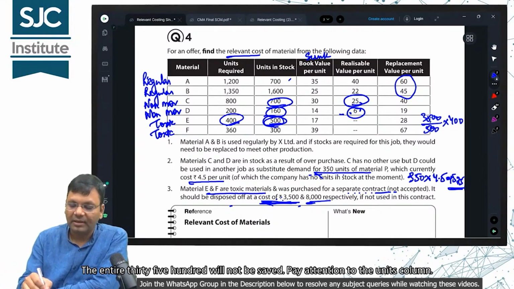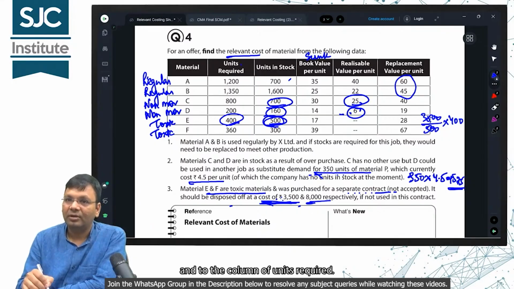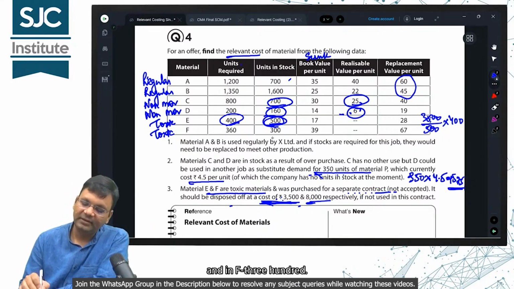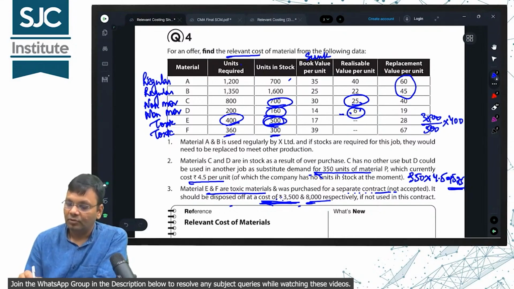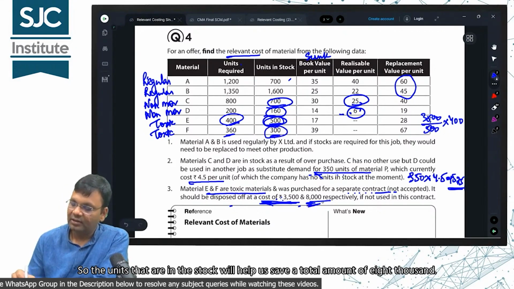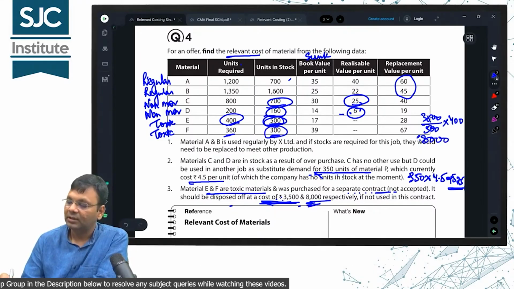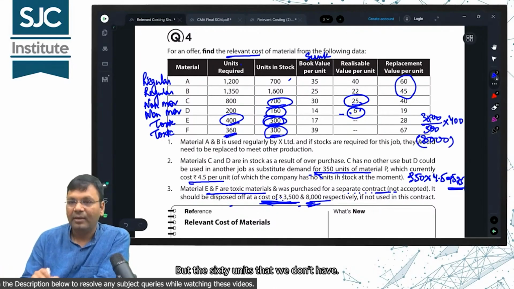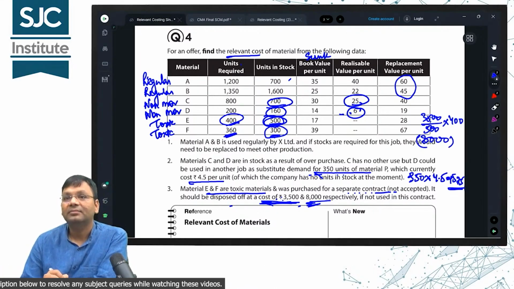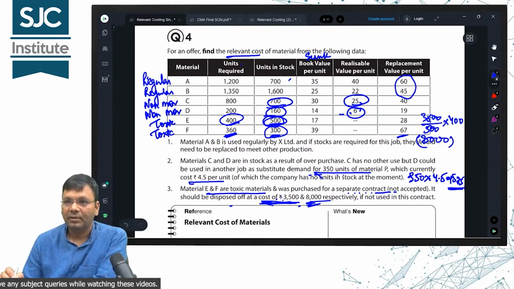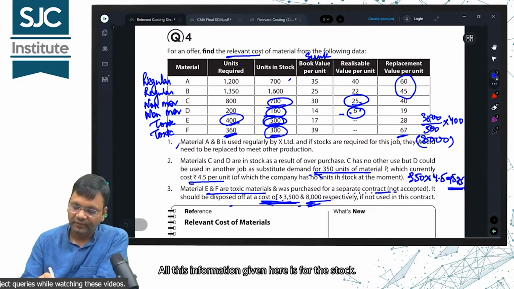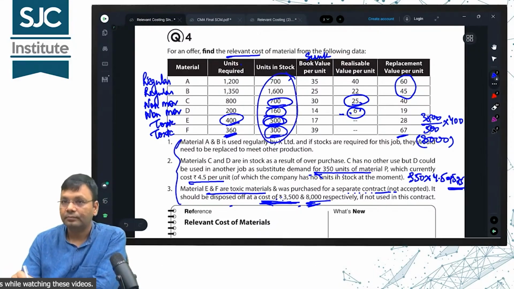Pay attention to the units column and to the column of units required. In F, 300 units are in stock and you need 360 units. So the units that are in the stock will help us save a total amount of 8,000, right? But the 60 units that we don't have, how to get them? We will have to purchase them. The purchase price is 60. All right. So all this information given here is for the stock.